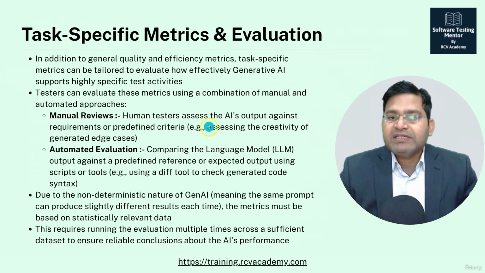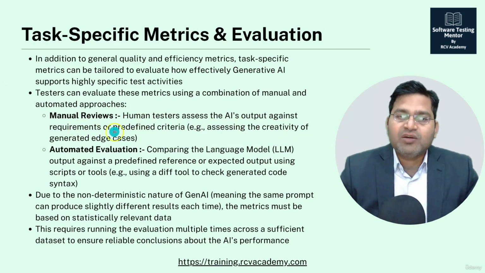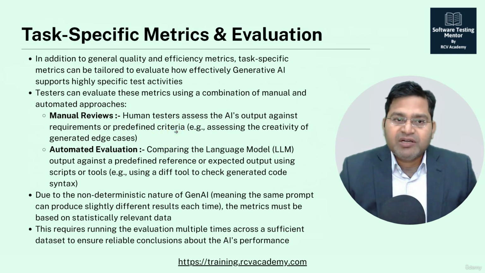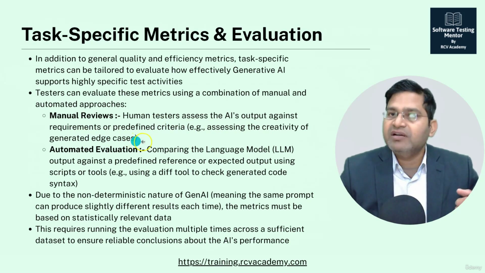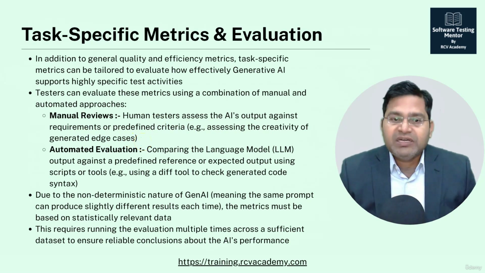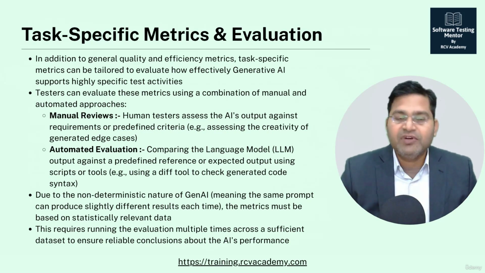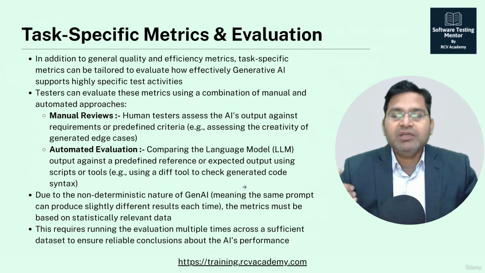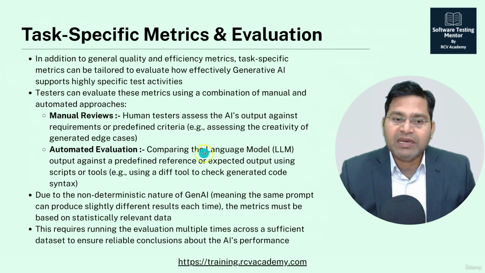For example, human testers assess the AI output against requirements or predefined criteria. That's another task specific metric. Using manual reviews, you can assess the creativity of the generated edge cases, whether they are good or bad. Then you have the automated evaluation that you can use as well, along with the other metrics that we have discussed, comparing the LLM output against a predefined reference or expected output using scripts or tools. So you can have an automated check on the outcome as well.